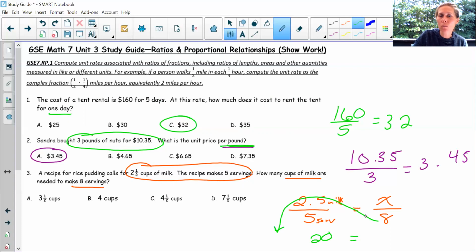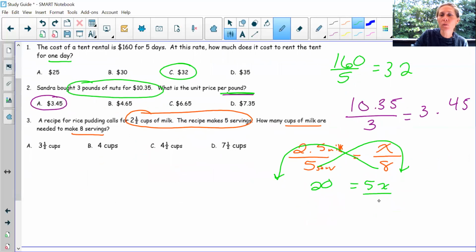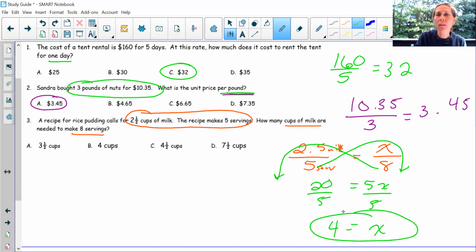Now, I'm going to bring down my equals. 5 times x, because I don't know what x is, equals 5x. Now, we're going to divide both sides by 5. X is equal to 4. So how many cups of milk are needed for 8 servings? You will need 4 cups of milk.